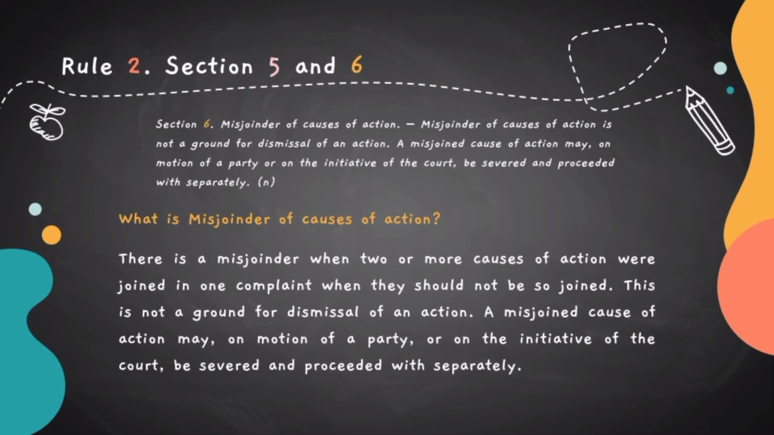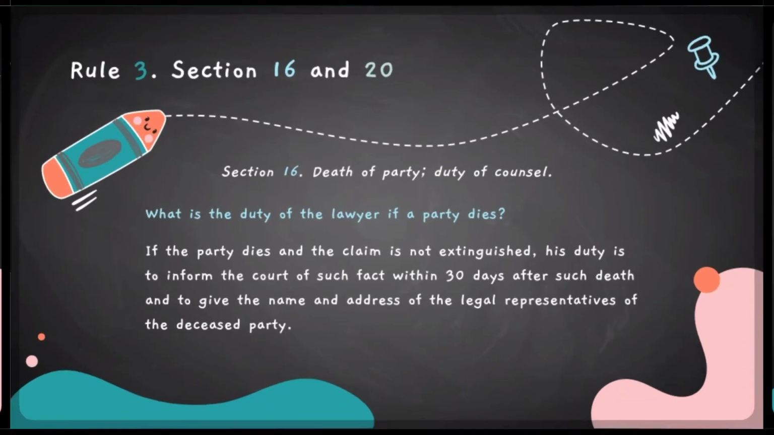What is misjoinder of causes of action? There is a misjoinder when two or more causes of action were joined in one complaint when they should not be so joined. This is not a ground for dismissal of an action. A misjoined cause of action may, on motion of a party or on the initiative of the court, be severed and proceeded with separately.